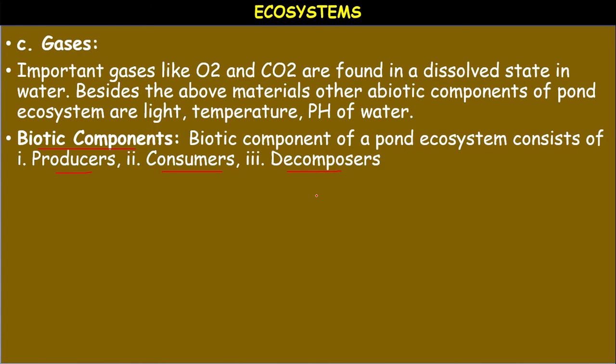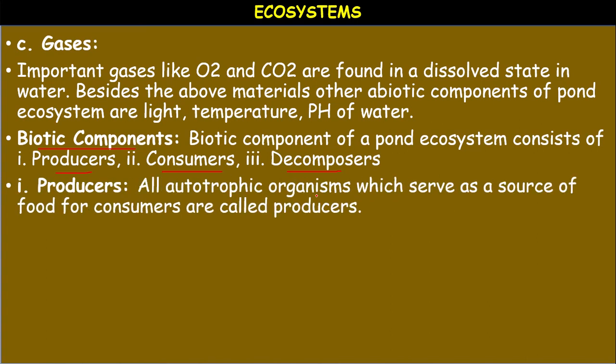Consumers. Consumers means these are heterotrophic. Producers are autotrophic. Consumers are heterotrophic. Almost all animals and certain fungi come under this category. Then decomposers. Decomposers include those organisms which decompose the organic matter. Okay, so it includes certain bacteria and fungi. Okay, let us study in detail about these biotic components.